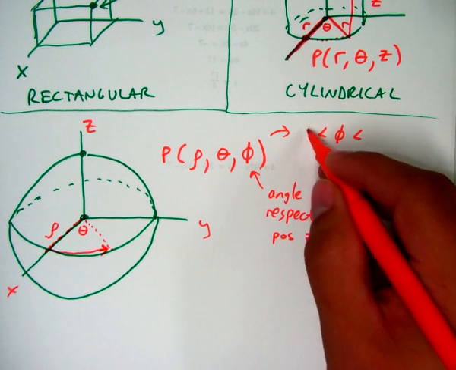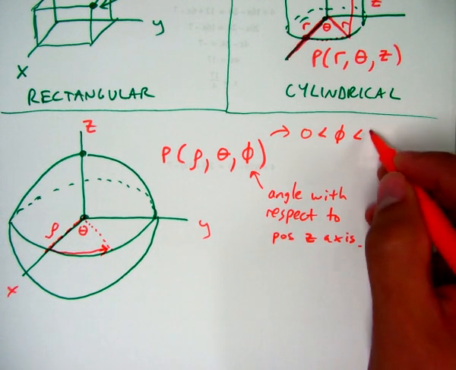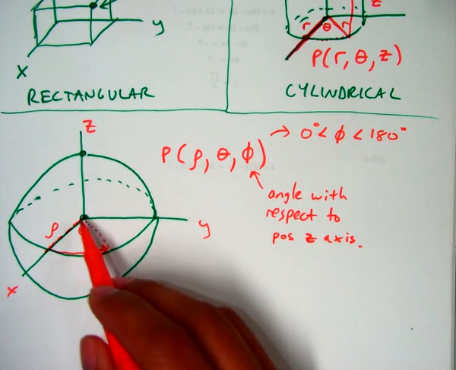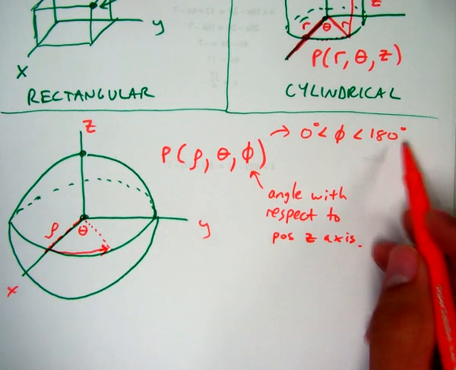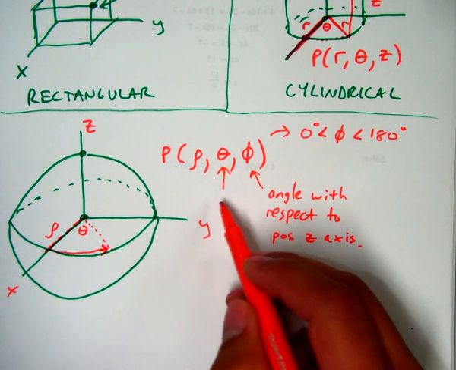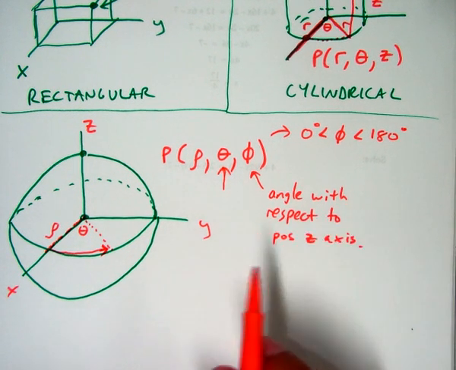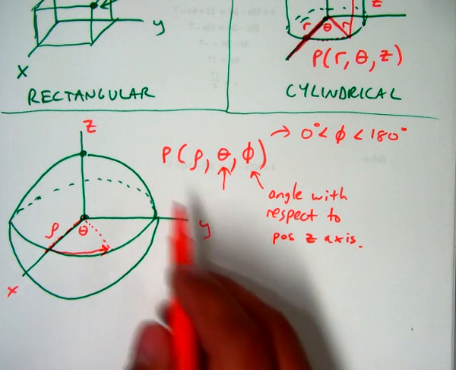Phi will be between 0 and 180. We're not going to make it more than 180 because otherwise it would be unlimited. The theta will take care of that. You see what I'm saying?